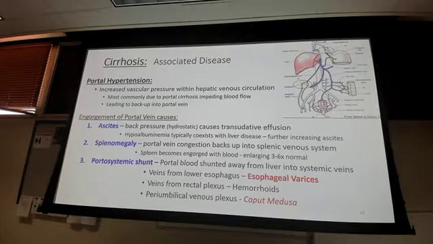It's backing up. It's going into our splenic vein. And when that happens, that spleen is going to enlarge because that blood can't flow through it anymore. It can't flow from it. So it starts backing up and causing splenic enlargement, splenomegaly.